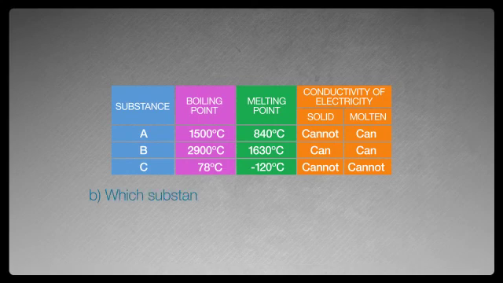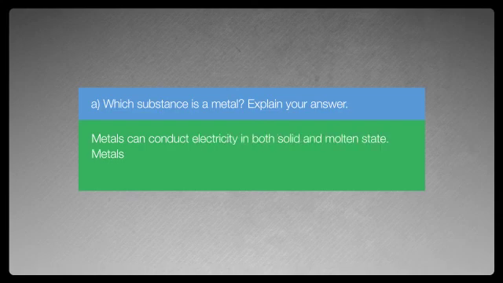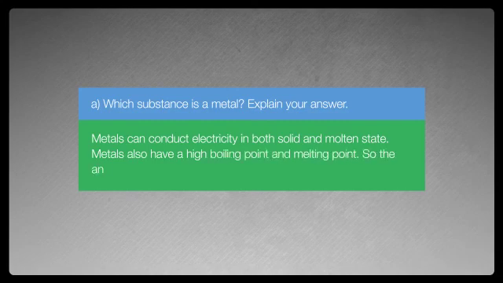Question B. Which substance is a metal? Explain your answer. Metals can conduct electricity in both solid and molten states. Metals also have a high boiling point and melting point. So the answer is substance B.